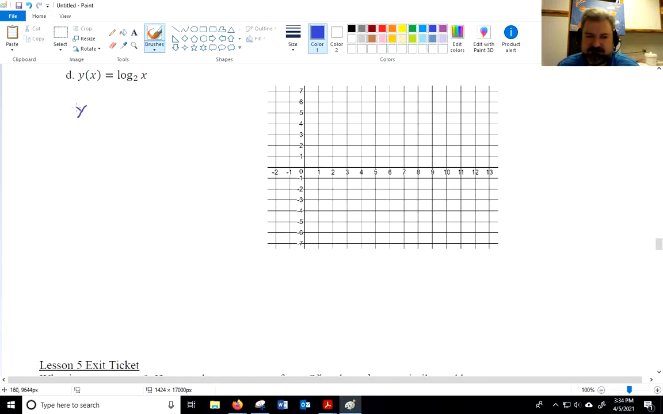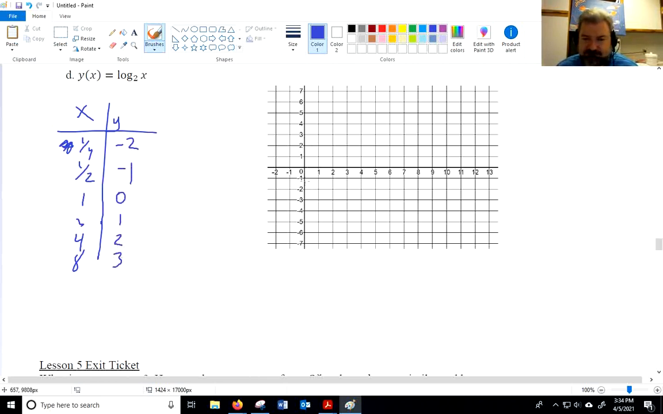Log base 2. So we can do powers of 2 now. About -1, or excuse me, just 1/4, 1/2, 1, 2, 4. Maybe you want 8 as well. Something like that. All right, there we go.